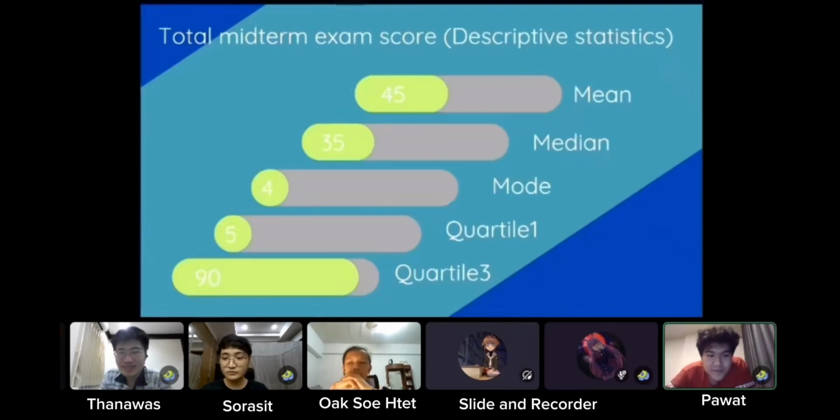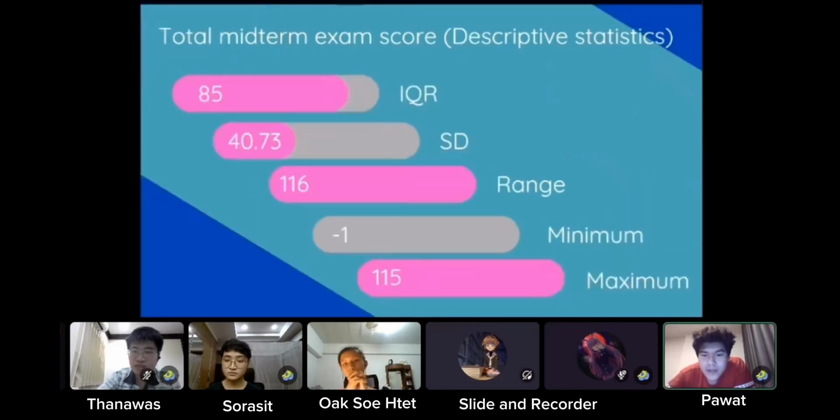Next is the descriptive statistics of the total midterm exam score. The mean is 45, median is 35, mode is 4, the first quartile is 5, and the third quartile is 90. From that, we can calculate the IQR, which is 85, the standard deviation, which is 40.73, and the range, which is 116. The minimum is -1, and the maximum is 115.